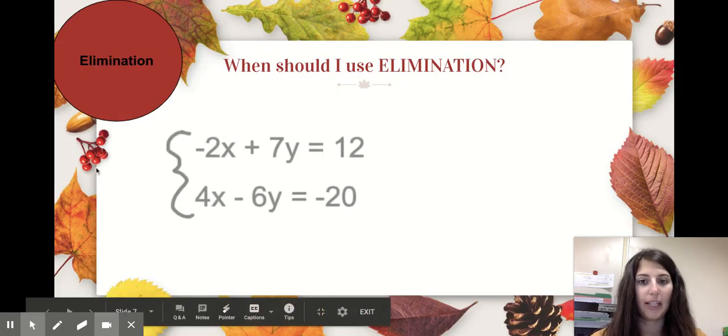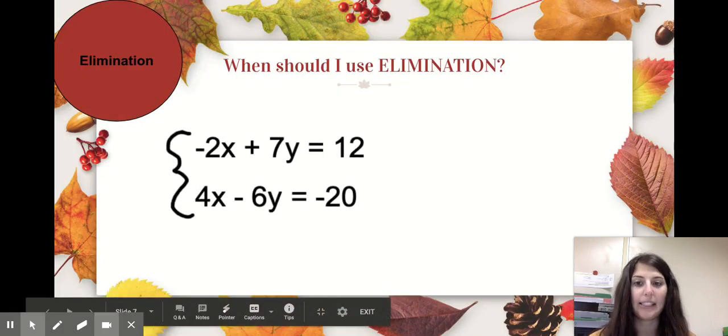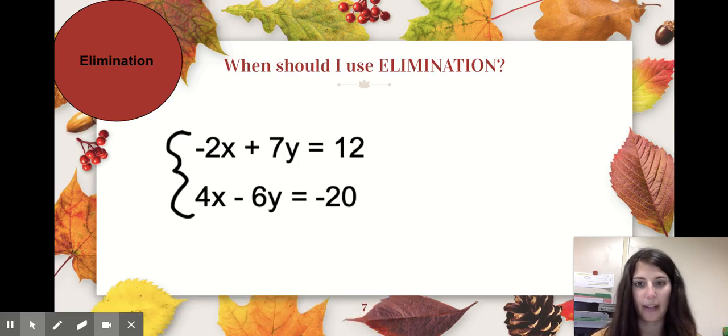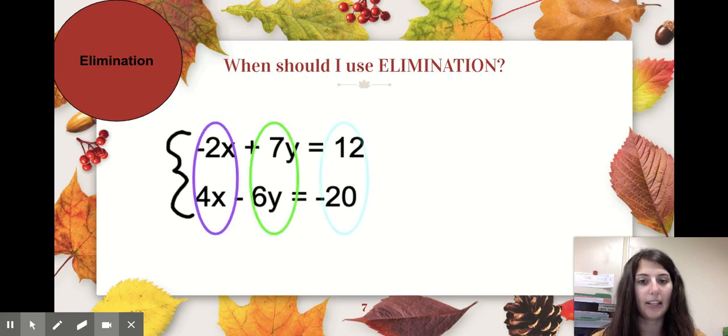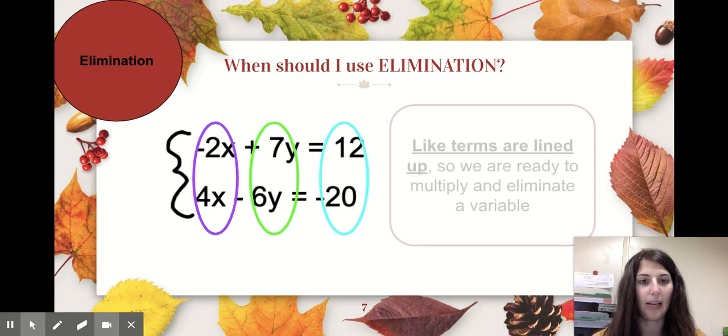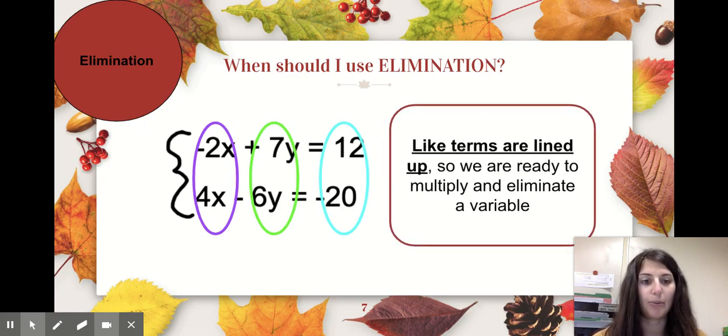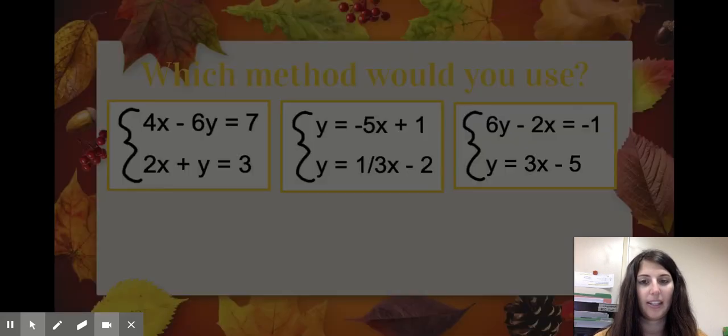So when should we use elimination? If we have something like this, negative 2x plus 7y equals 12, and 4x minus 6y equals negative 20. If you notice, the x's are lined up, the y's are lined up, and the constants are lined up. Because everything is lined up, the like terms are lined up, so we are ready to multiply and eliminate one variable. So if we have something like this, elimination could be very useful.